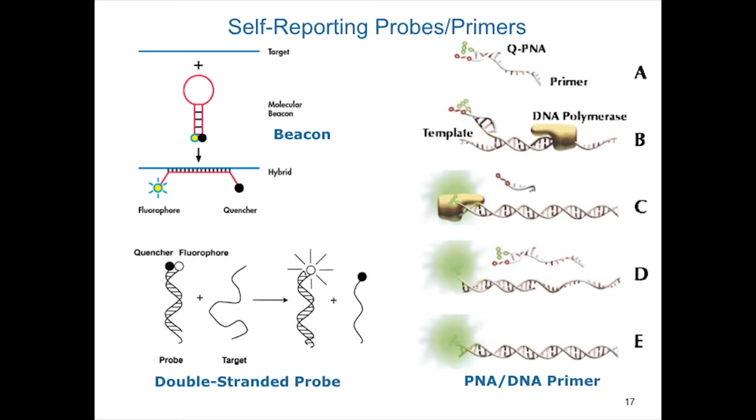These are molecular beacons. Fred Kramer and his team came up with those. Then there's double-stranded probes where upon hybridization to a target, a quencher is displaced so that you get a fluorescent event. QPNA probes, where again, a fluorescer quencher upon displacement gets displaced, lights up.